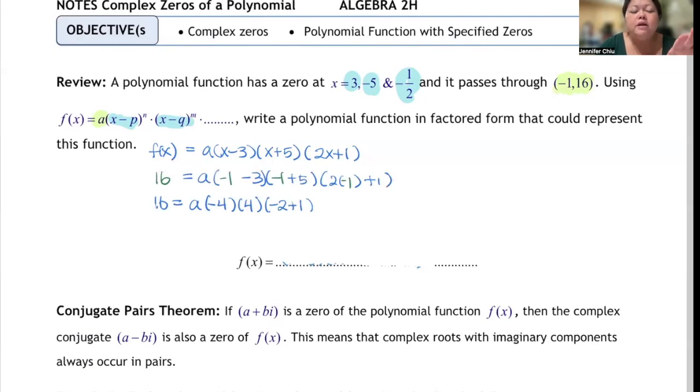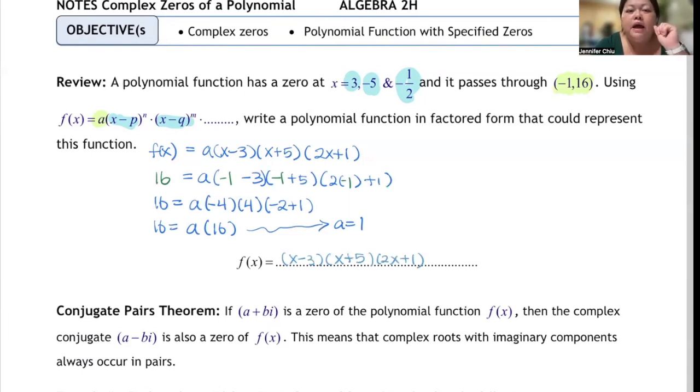So we combine our numbers, negative 1 minus 3, negative 1 plus 5, 2 times negative 1 plus 1. So you get really eventually 16 equals 16a. So you solve a equals 1. Then in this case, we don't really need the a because a is 1. So your final answer for this function is going to be x minus 3 times x plus 5 times 2x plus 1.